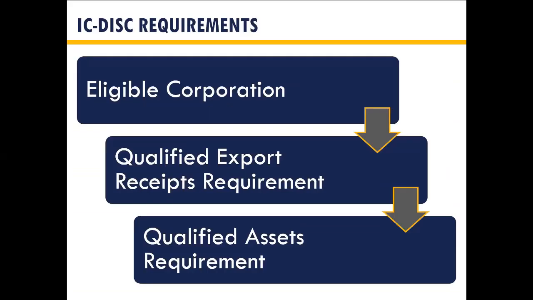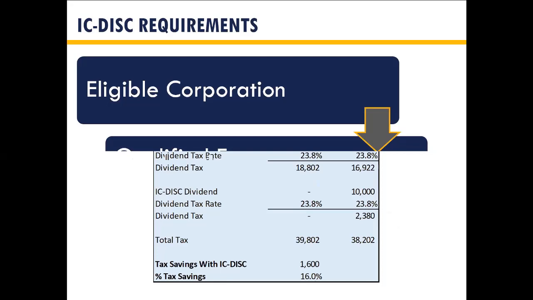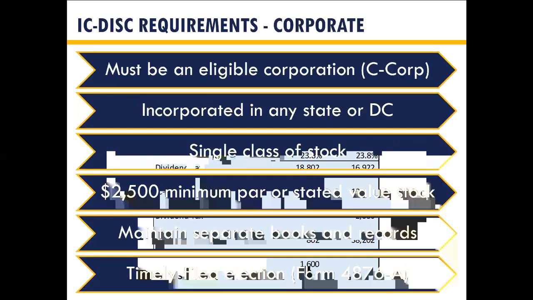So I talked about qualifying, or assuming that we qualify, as an IC-DISC. There are some rules that you have to comply with to meet that qualification. The IC-DISC has to be an eligible corporation, and it has to meet what's called a qualifying export receipt requirement and a qualified asset requirement. And we'll go into some more detail on each of these items.